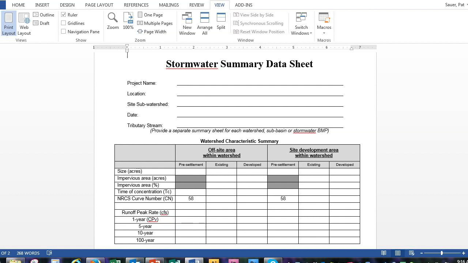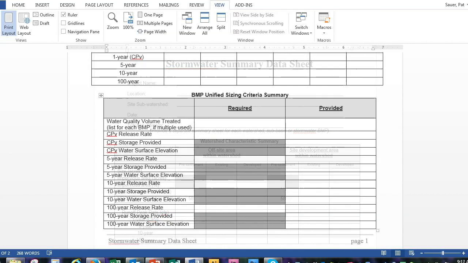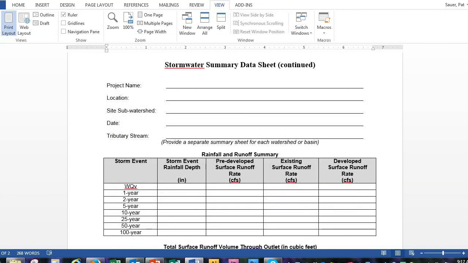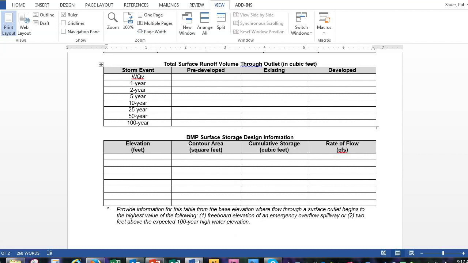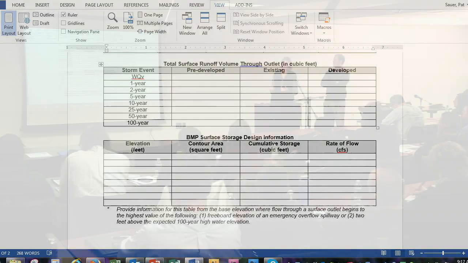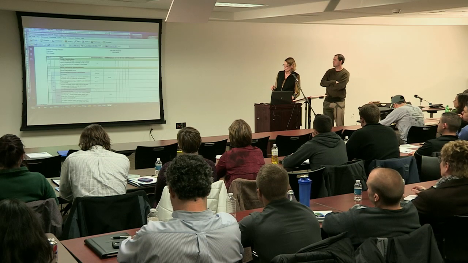And one other detail that is available to you, it is not on your CDs, but there is a stormwater summary data sheet that goes through more of the detailed information for a stormwater management plan. So it's looking at your watershed characteristics, 1 year, 5 year, 10 year, 100 year storms. You're also looking at rainfall runoff summary data, total surface runoff volumes, and BMP surface storage design information. So that type of checklist is available to you as well. You can contact me if you're a city. I can mail that information to you if you don't already have it.